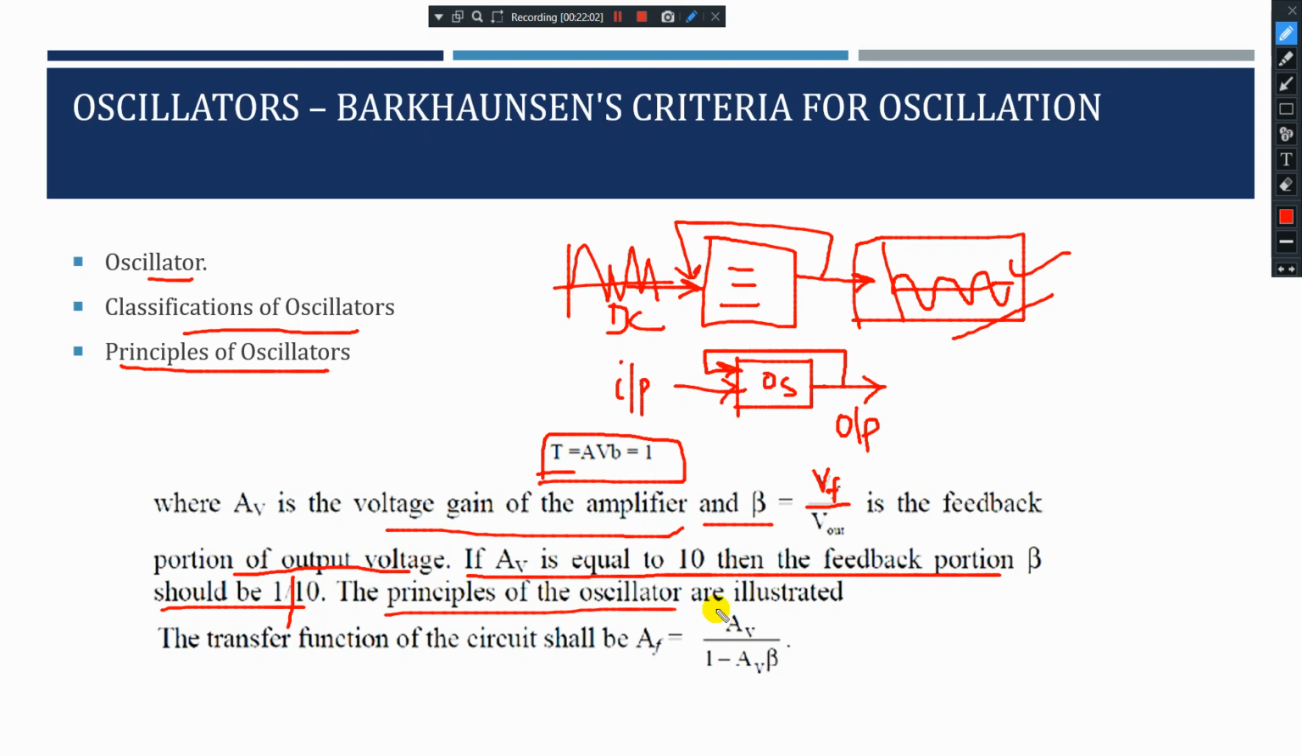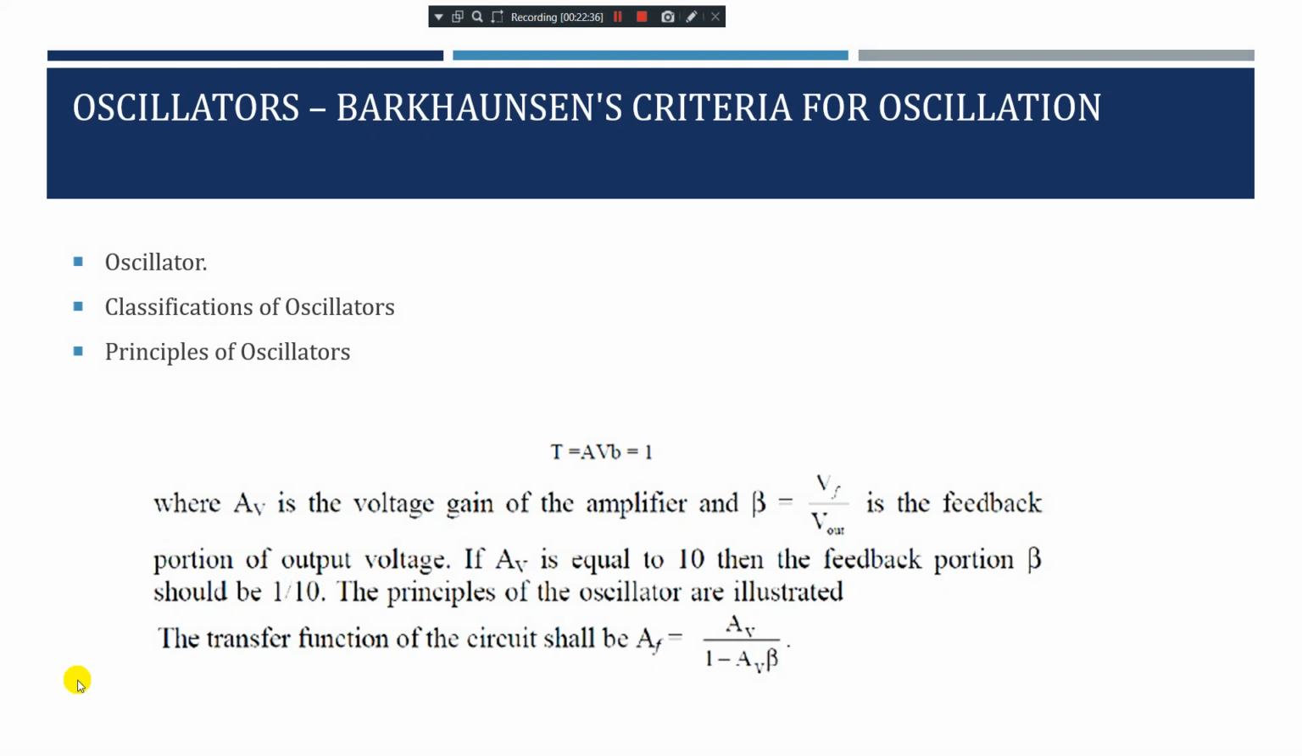So these principles of oscillations are illustrated below. As you can see here, the transfer function of the circuit shall be A of F is equal to gain divided by 1 minus AV times beta. So this is the transfer function of the oscillator. Okay. So there are some conditions you need to understand for the oscillators to work properly. So we'll see those conditions.